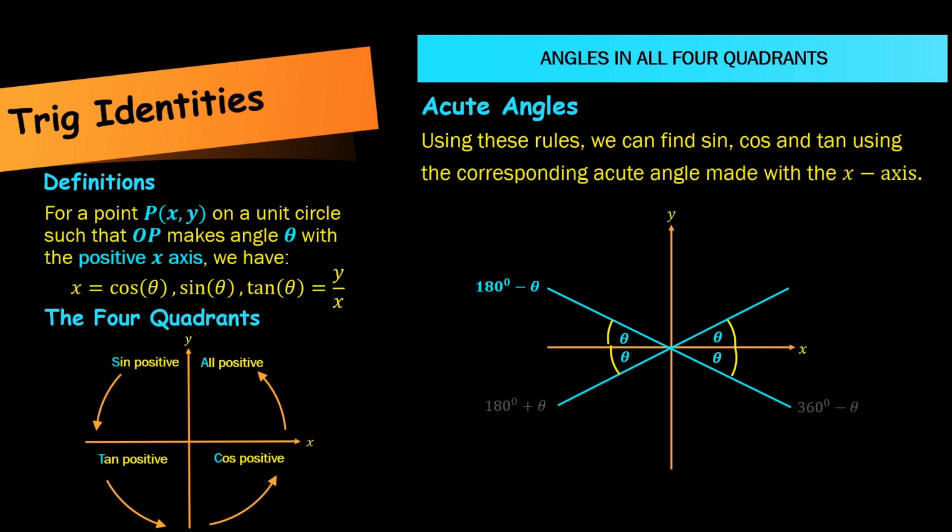So let's take a look. Here's an illustration. Here are different ways in which we can see theta. 180 degrees minus theta has been highlighted, as you can see. Here, sine 180 minus theta is equal to sine theta, where theta is an acute angle.